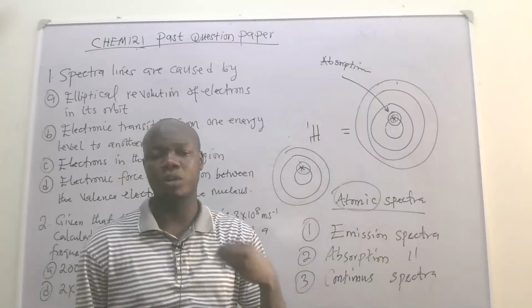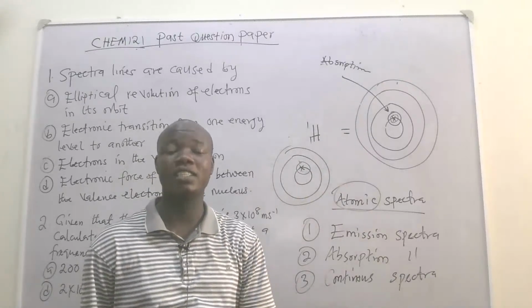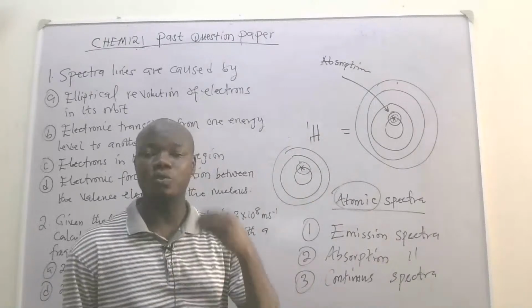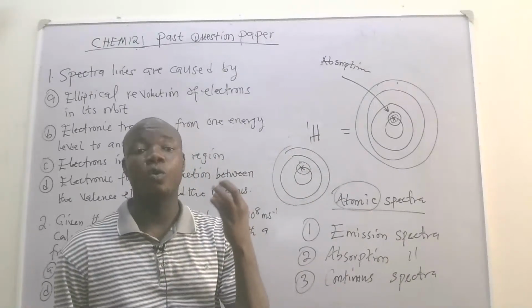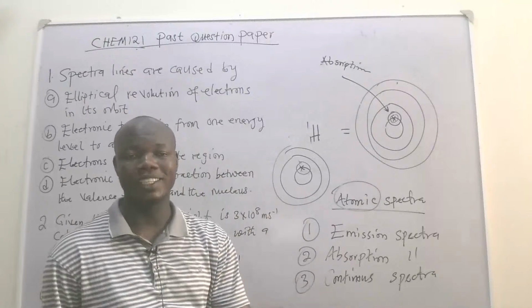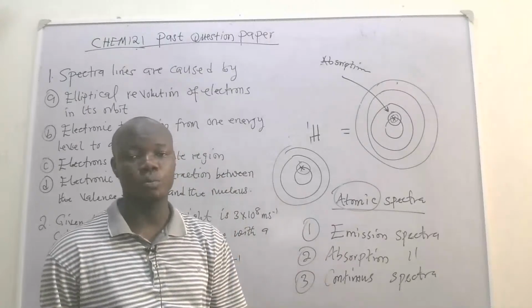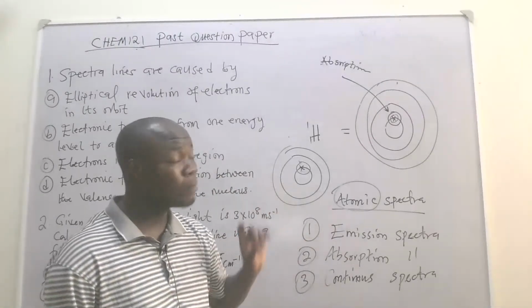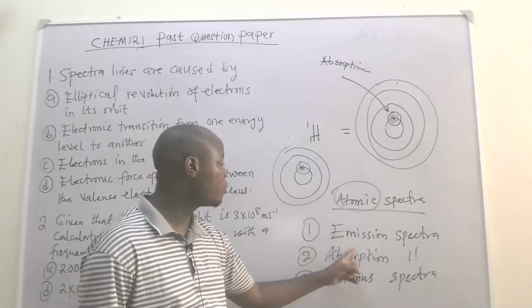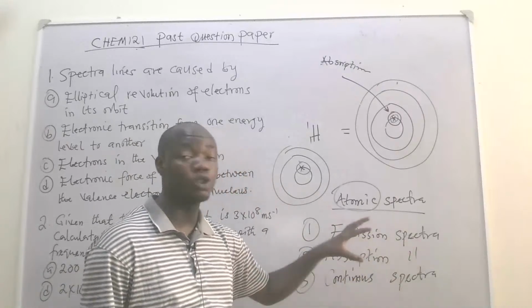Ladies and gentlemen, I'm making this explanation for you because there are so many questions that I saw from the past question papers, so that at least you'll have a good understanding of what atomic spectra means and how to solve some of the questions related to atomic spectra. So going by that, we have emission spectra and we have absorption spectra.